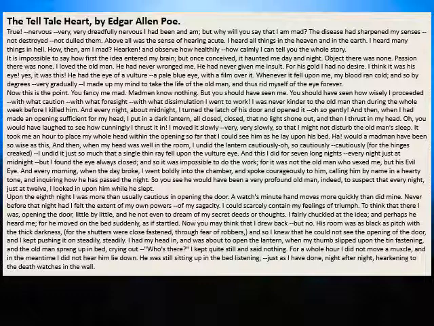Yes, it was this. He had the eye of a vulture, a pale blue eye with a film over it. Whenever it fell upon me, my blood ran cold, and so by degrees, very gradually, I made up my mind to take the life of the old man and thus rid myself of the eye forever.